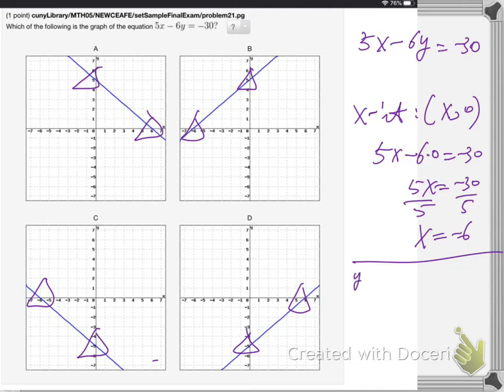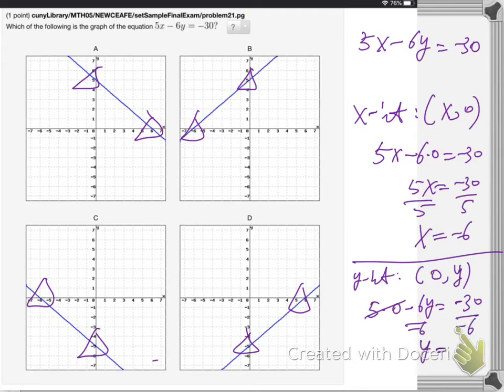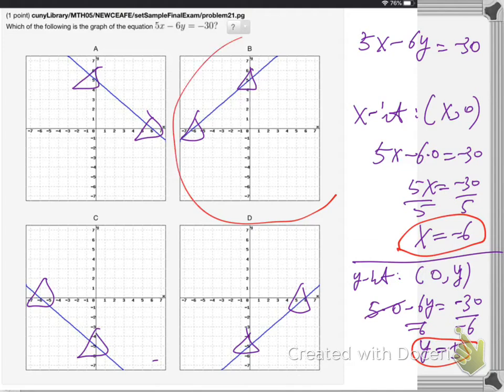The y-intercept is on the y-axis, so the x part is 0 and we only have the y part. Plug in: 5 times 0 minus 6y is -30. 5 times 0 is 0, so this is deleted. Divided by -6, y is +5. So we got -6 and +5. So B is the answer.